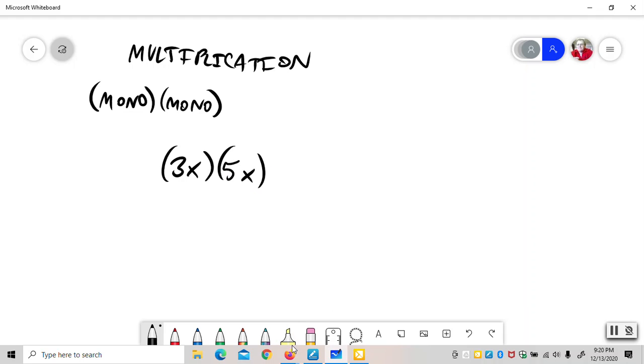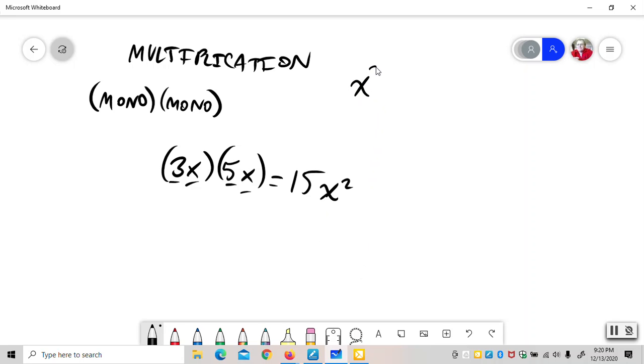And we always use parentheses to show multiplication. Well, it's very easy. Numbers do the number thing. 3 times 5 is 15. Variables do the variable thing. X times x is x squared. Kind of got to remember your exponents.